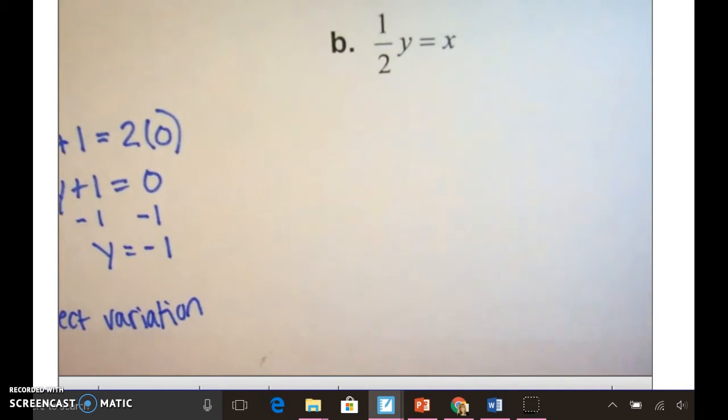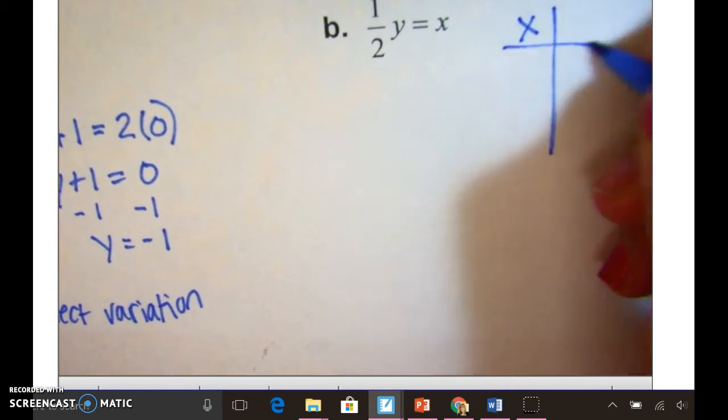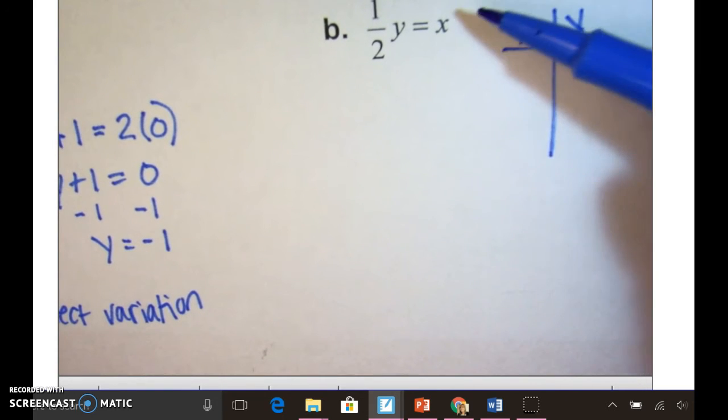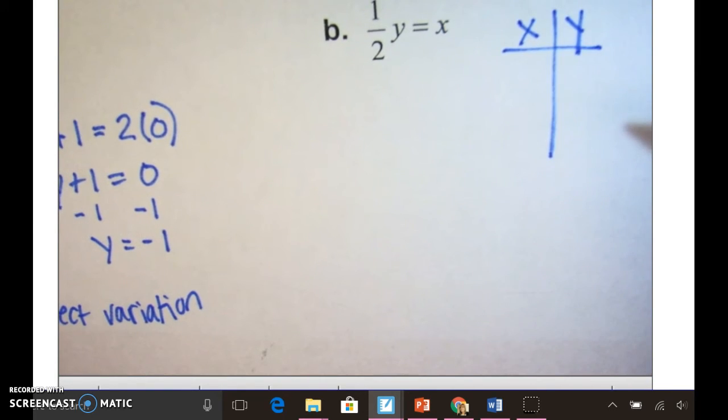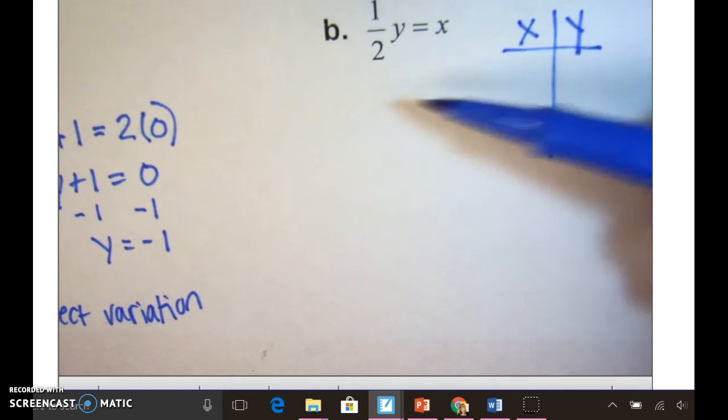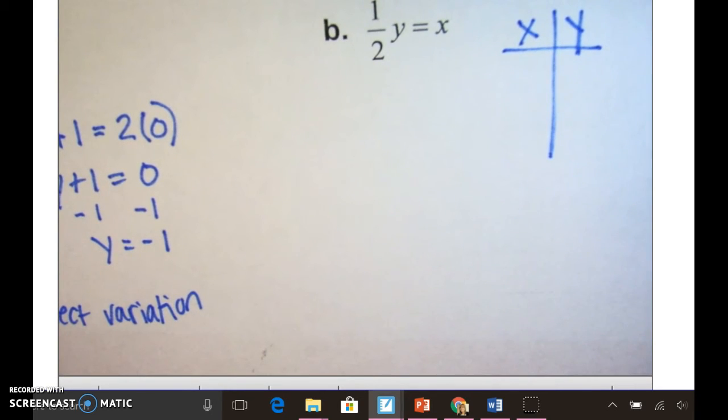So I want you to try B. Make a table, put in x equals 0, and see what your y will equal. If it equals 0, then you have a direct variation. If it doesn't, then the answer is no.